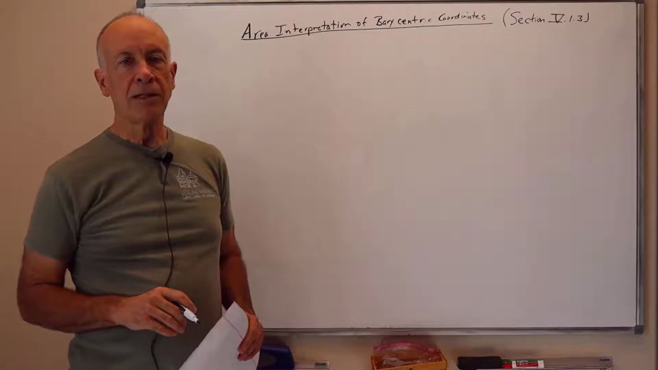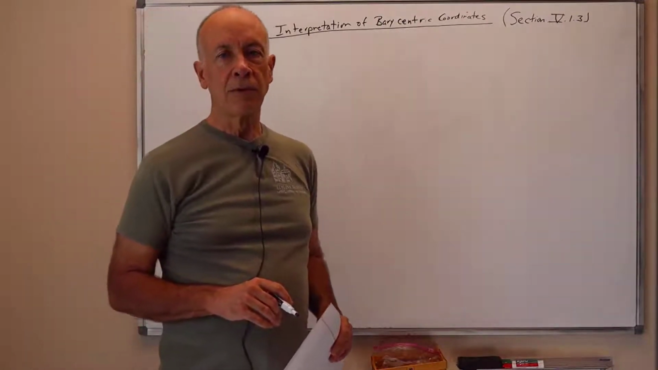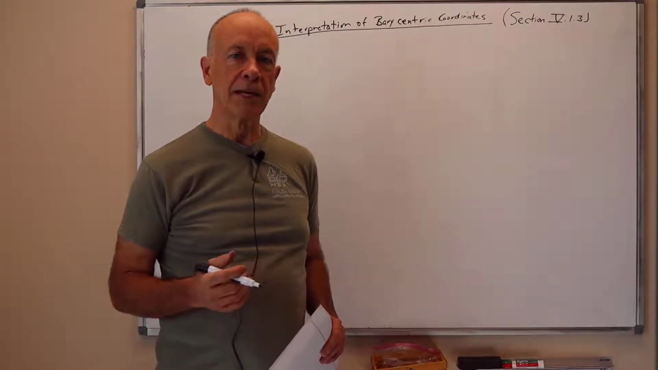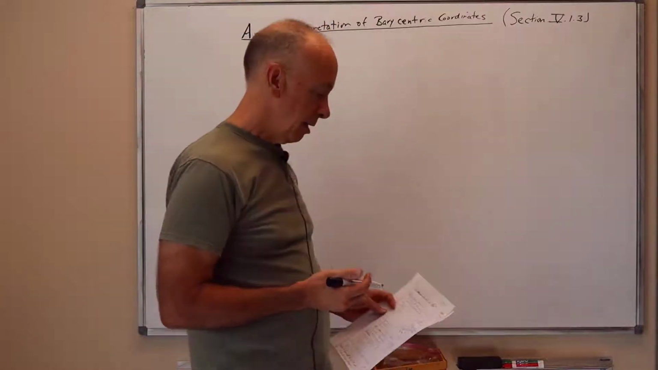Hi, this presentation will cover the area interpretation of barycentric coordinates. It gives a very nice graphical way to picture the meaning of the barycentric coordinates alpha, beta, gamma of a point U, especially when U is in the interior of a triangle.